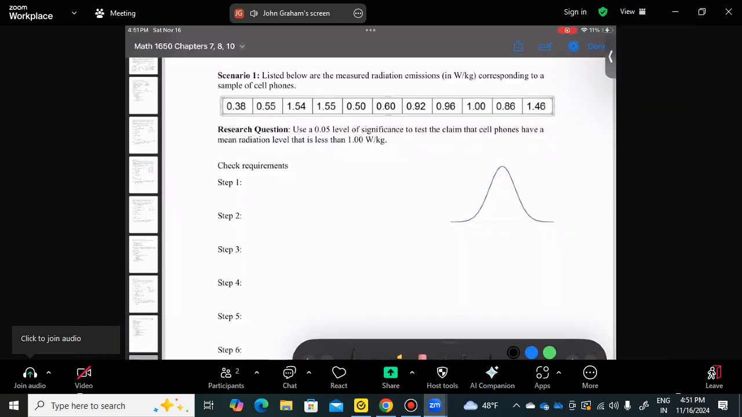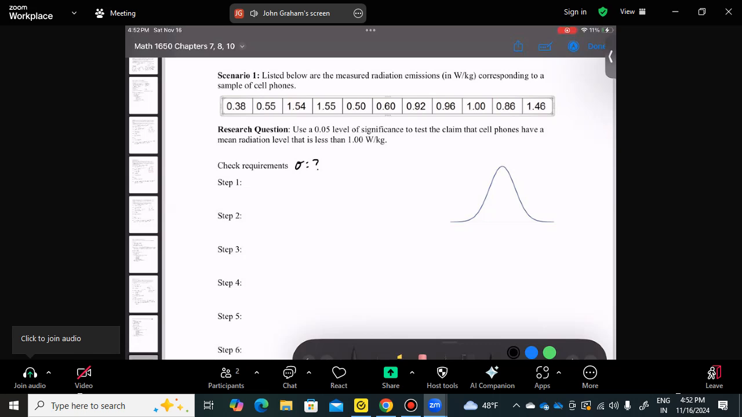Alright, so here we have listed below the measured radiation emissions corresponding to a sample of cell phones. We're going to do this at a 0.05 level of significance and test the claim that cell phones have a mean radiation that is less than 1.00 W per kilogram. So requirements: we don't know the standard deviation right now, so that is one thing to keep in mind. We're going to assume normal.